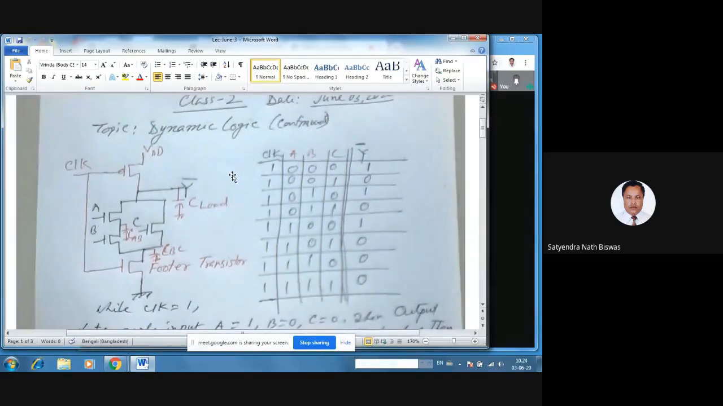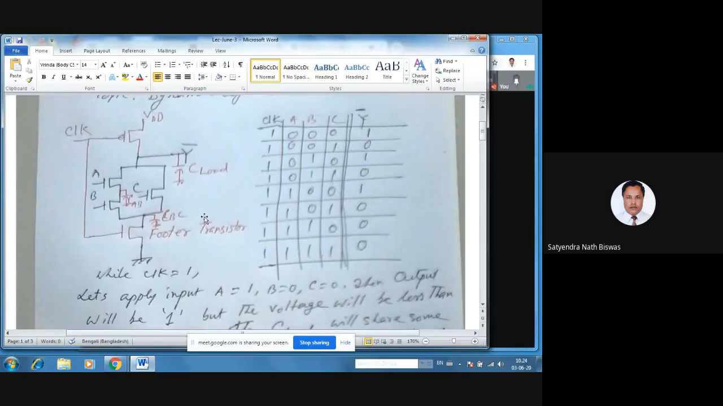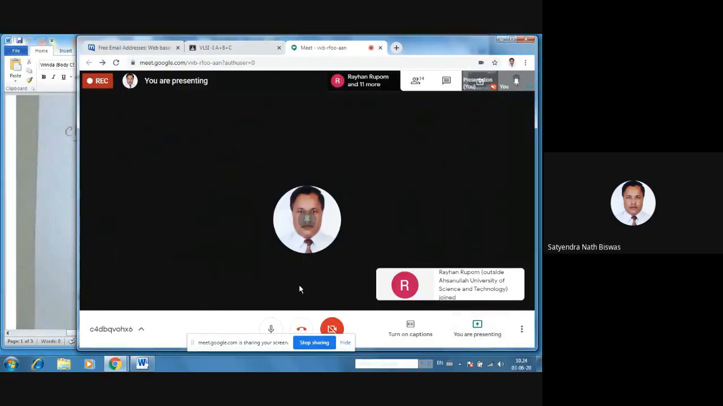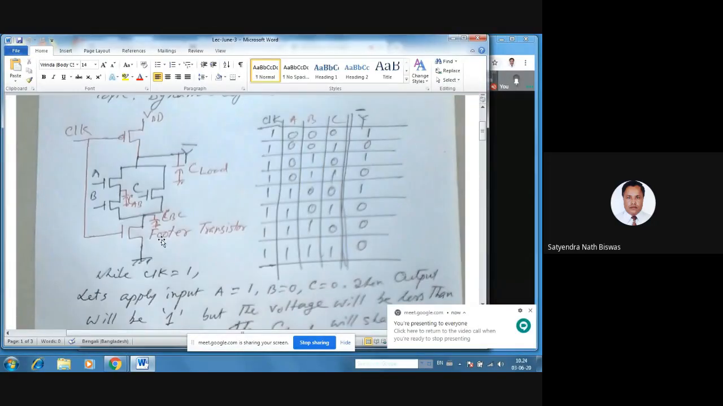One of the problems we mentioned here is for this circuit, the same circuit as yesterday, when we have, let's say, the fifth input condition. Let's say A is equal to 1, B equal to 0, and C equal to 0. And the clock, of course, is 1.